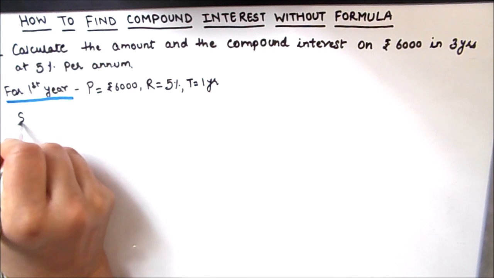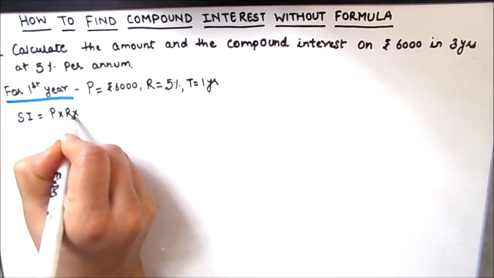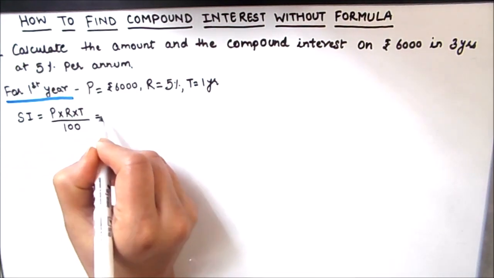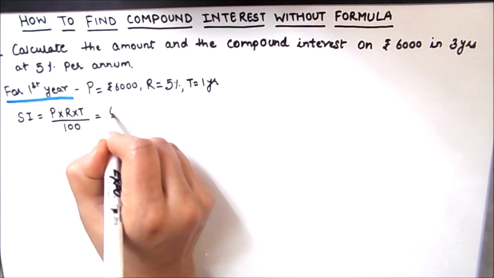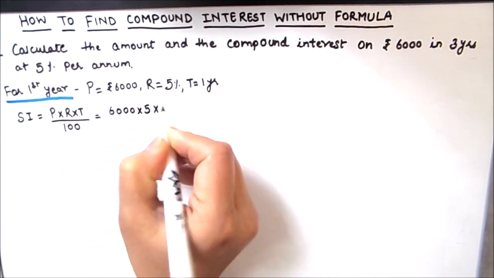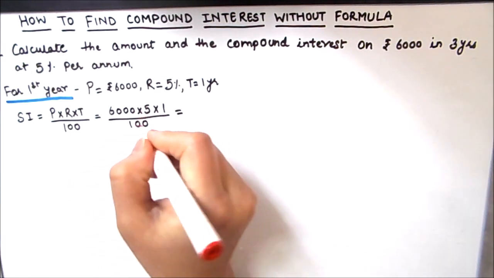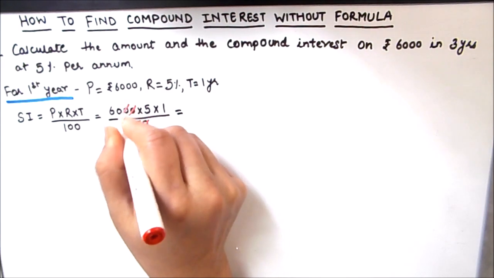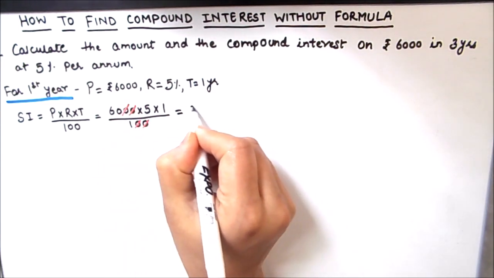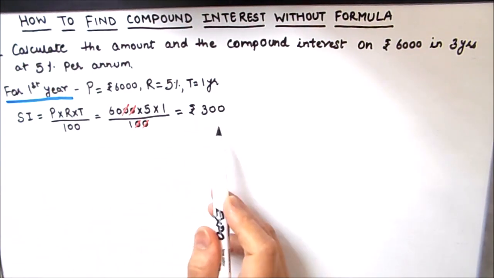So simple interest is equal to principal times rate of interest times time divided by 100, which is equal to principal amount 6,000 times rate of interest 5%, time is 1 year, divided by 100. These two zeros get cancelled with these two zeros. We are left with 60 times 5, which is equal to rupees 300. This is the interest for the first year.